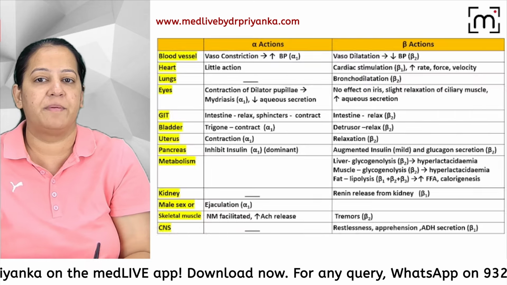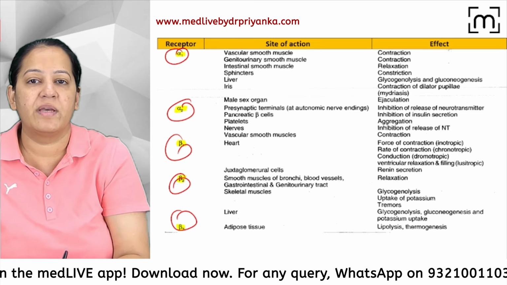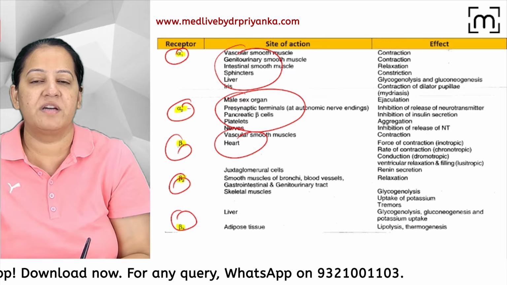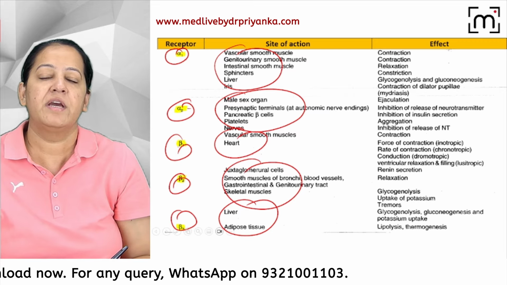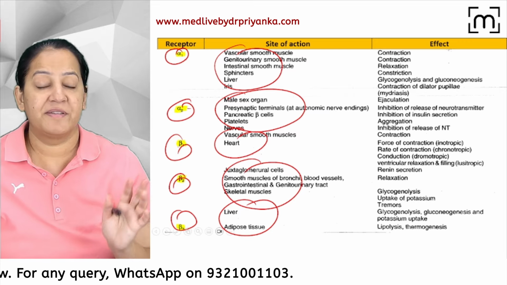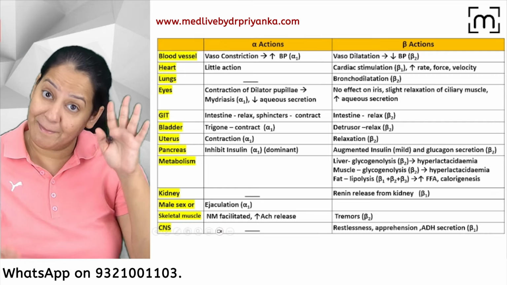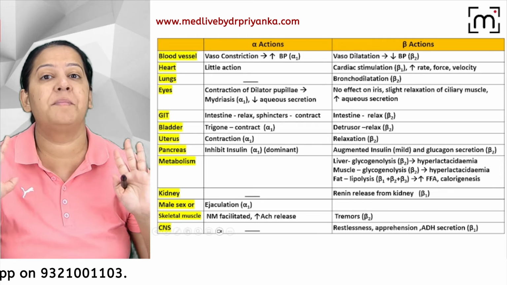Please appreciate the alpha and beta and see on which organs they are present. You can see alpha 1 is present on these organs, alpha 2 is present on these organs. This is beta 1, this is beta 2, this is beta 3. So you can see on which organs they are present and their corresponding action. But we will not learn this table. We will compile them and make the master chart. I call this table the master chart.